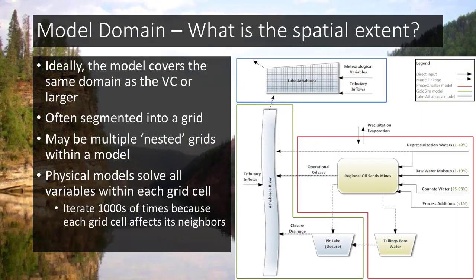Okay, so model domain. Model domain is really the spatial extent of the model. Ideally, this would be the same as the spatial extent in your EA that you've determined for your valued component, although you might actually want to make your model a little bit bigger, but definitely not smaller. The reason you might want to make it bigger is because if you're assessing some effect on a VC, you want to make sure that your domain has actually covered the entire area where that VC could be affected.